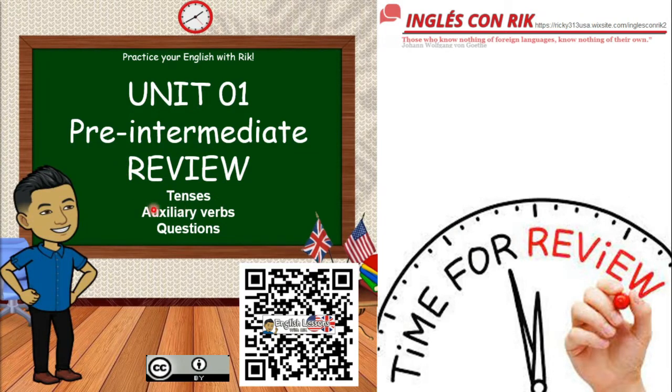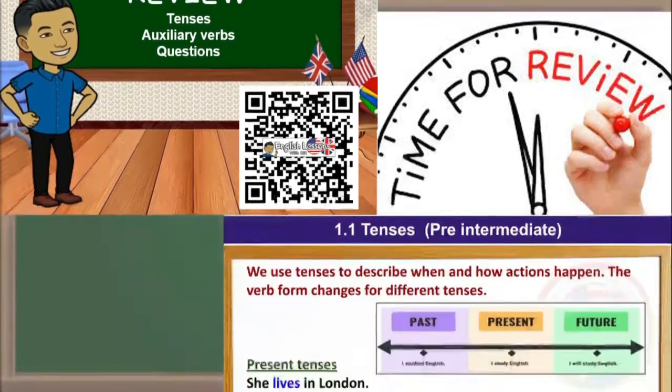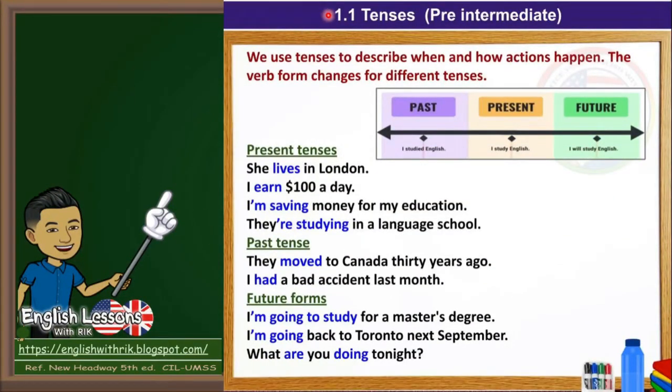Tenses. Auxiliary verbs. Questions. Tenses. We use tenses to describe when and how actions happen. The verb form changes for different tenses.